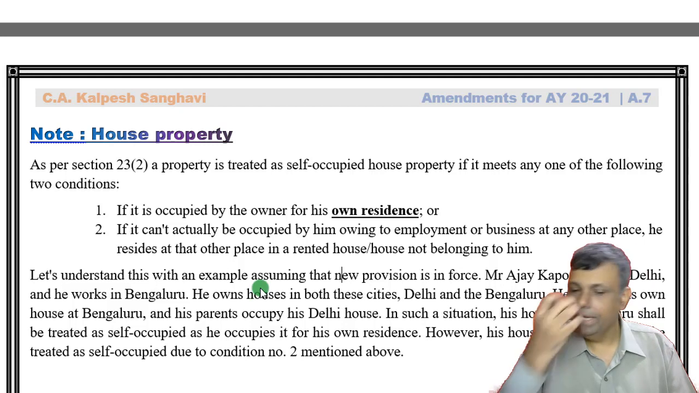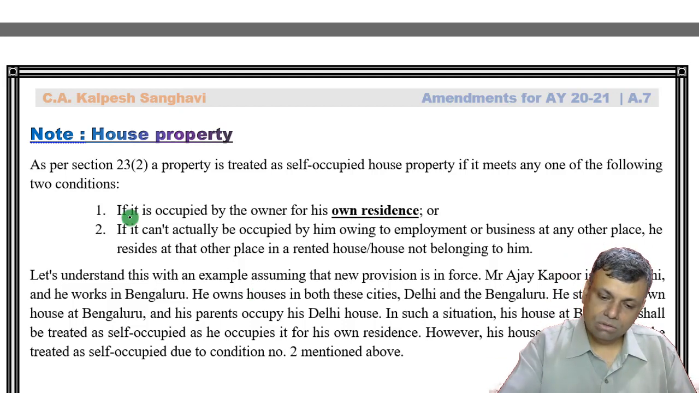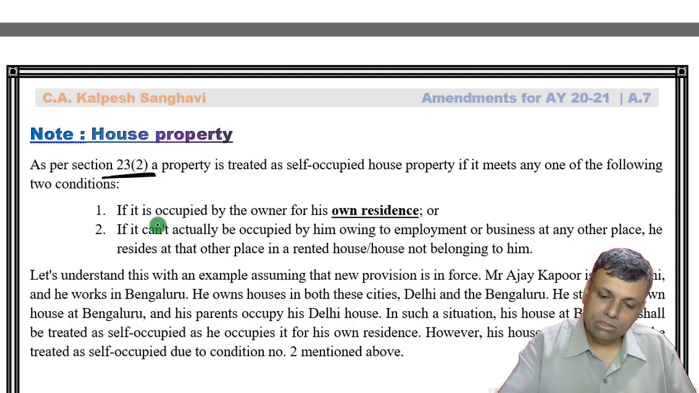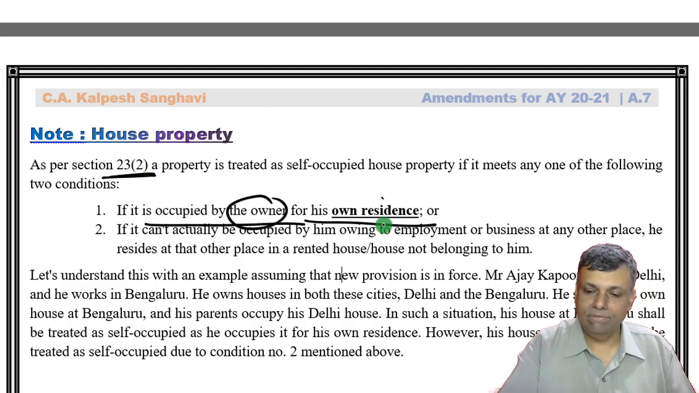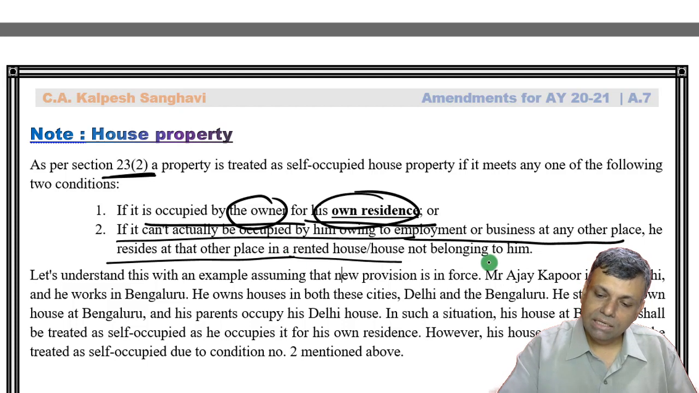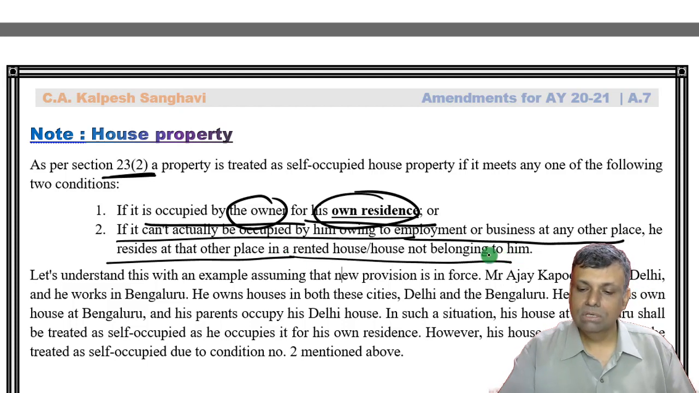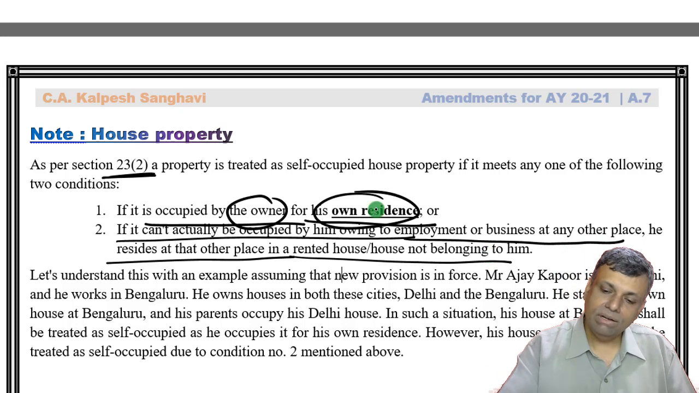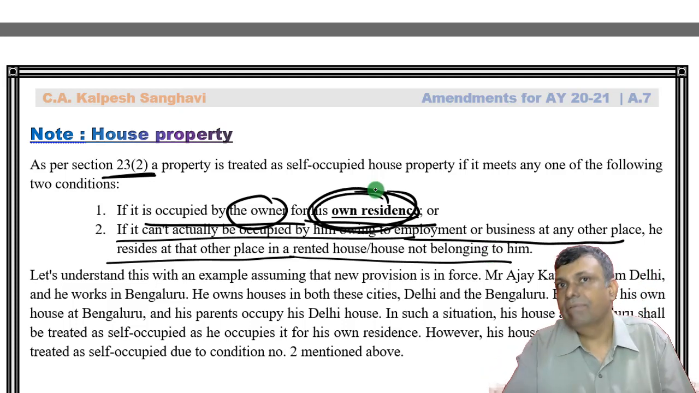This is actually the meaning of self-occupied property. It is defined under this particular clause, because normally people don't focus on this area. It is occupied by the owner for his own residence. And if it can't be occupied by him owing to his employment or business at any other place, where he resides in another place where the house does not belong to him, that means because of your employment this house could not be occupied, it can be regarded as an SOP. So the main point here is that it should be for your own residence by the definition of the law.